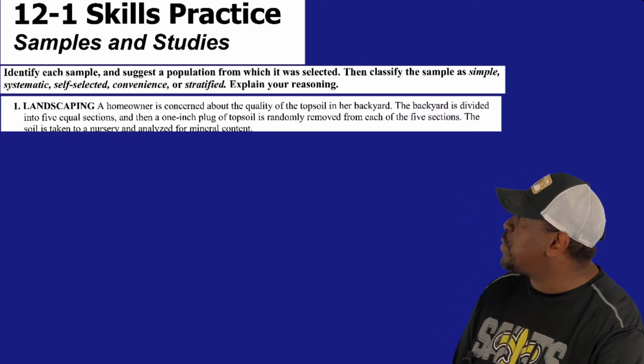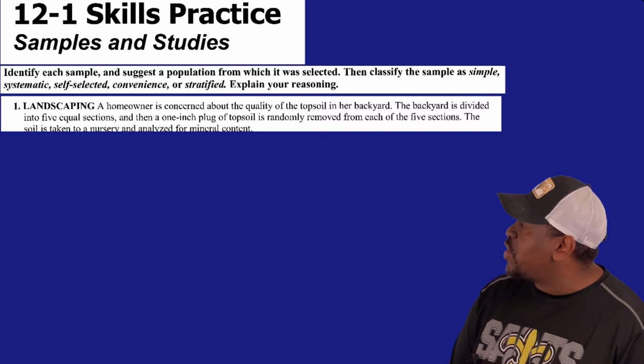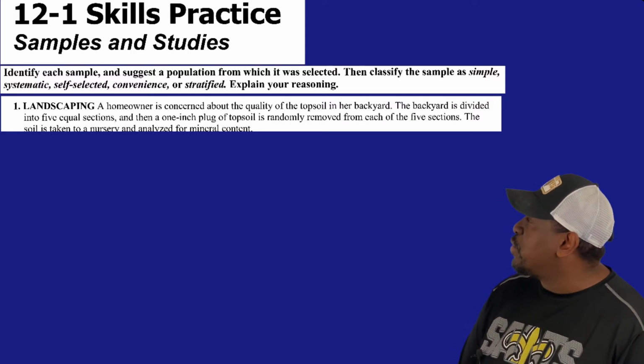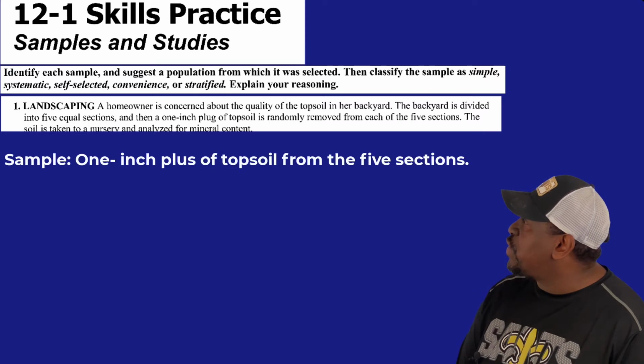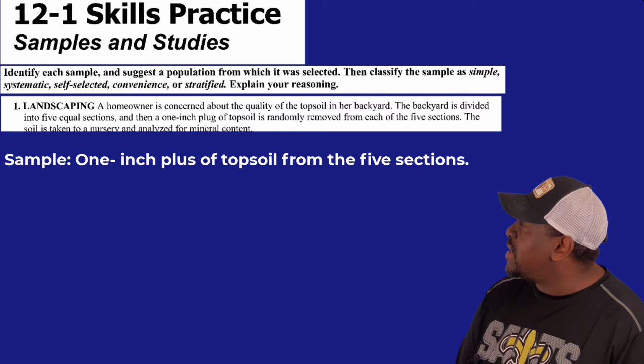So in the first example, we will identify each sample and suggest a population from which it was selected. We will classify the sample as simple, systematic, self-selected, convenient, or stratified, and explain our reasoning. This first example deals with a homeowner and topsoil. We reasoned that the sample is the 1 inch plug of topsoil from the backyard. And that is called a sample because that is what we're looking at and testing in this particular example. So that is our sample.